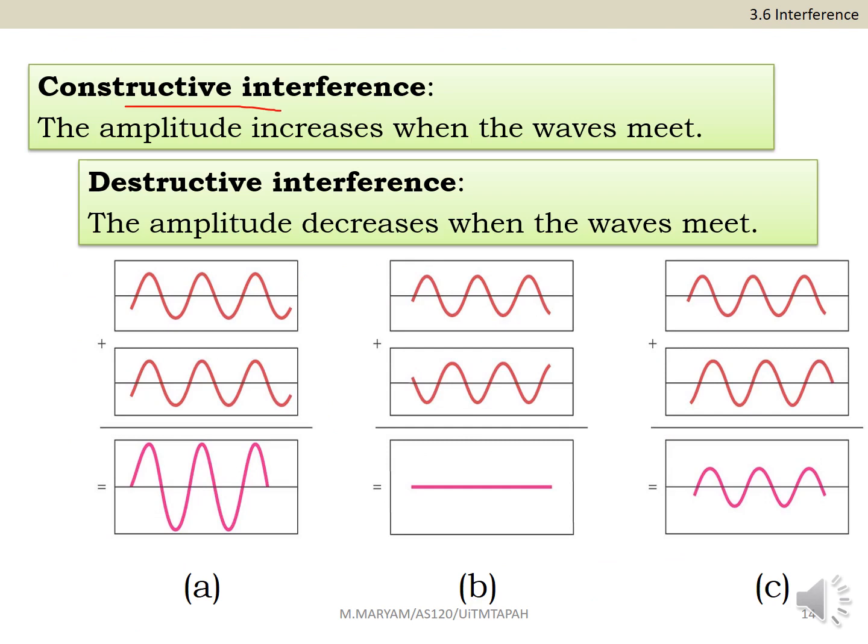Constructive interference means that the amplitude increases when the waves meet, as you can see here. The amplitude is increased. Destructive interference means that the amplitude decreases when the waves meet. Okay, we add both of them, so they will decrease. This one is for the partial or intermediate wave.